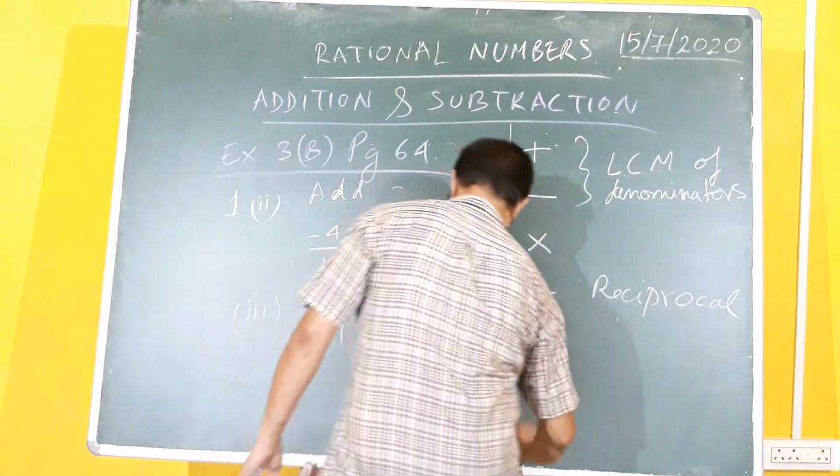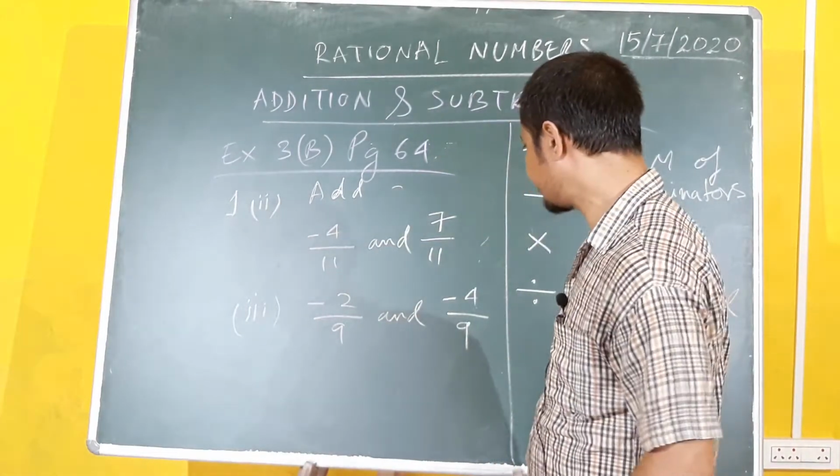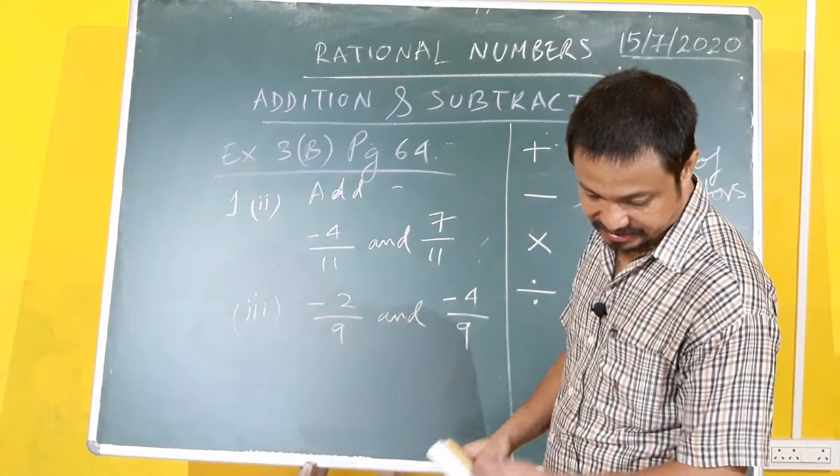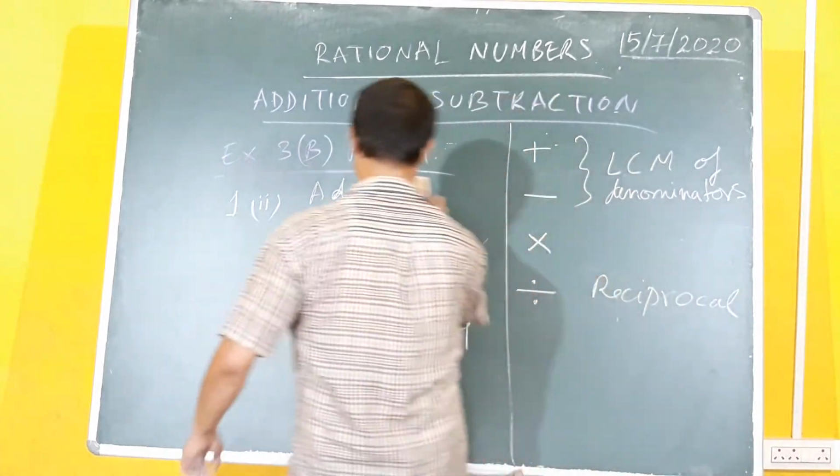Be careful, children. Sign rules, very important in maths. Things go wrong just because of this only. Okay, so you'll do that. Now, we'll continue with number 2.